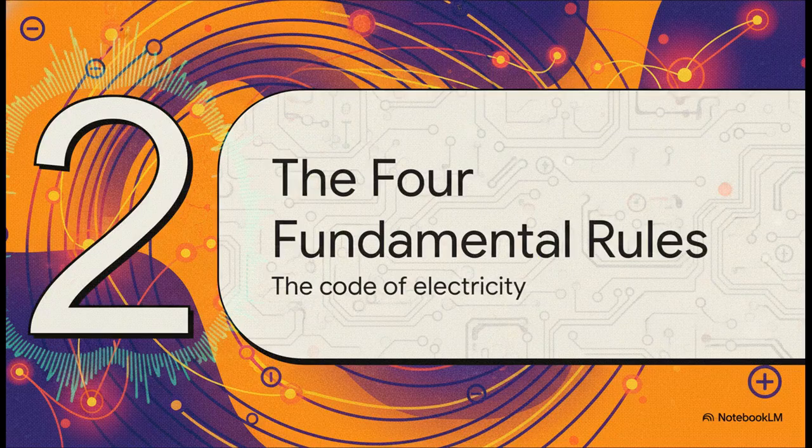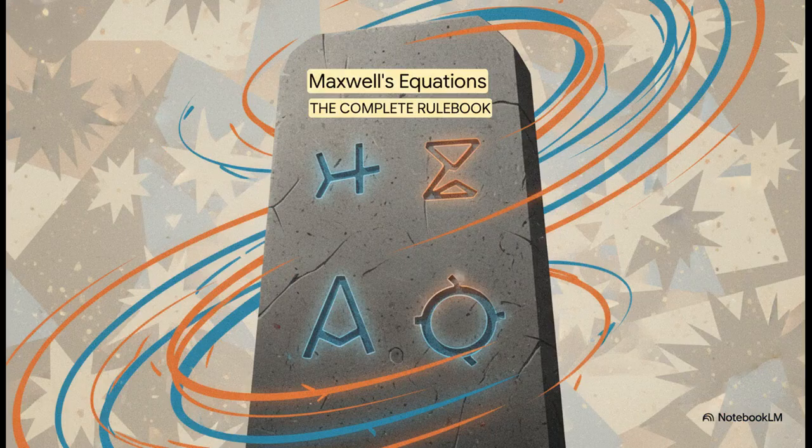Okay, but why? Why do they behave like that? What's forcing them into this incredible, elegant dance? Well, that brings us to the 4 fundamental rules of the game. Believe it or not, this entire cosmic game is governed by just 4 equations. We call them Maxwell's equations.